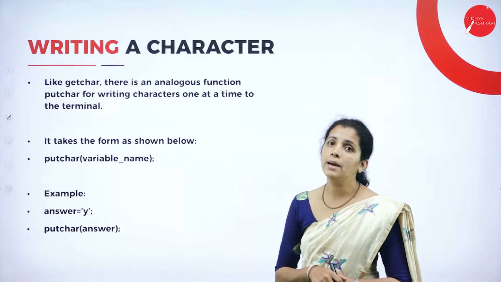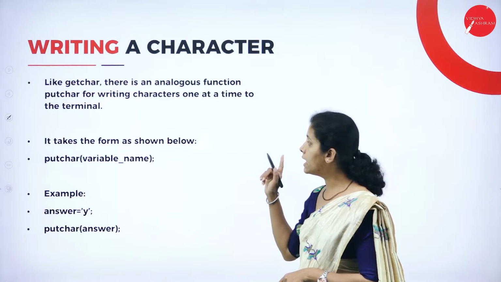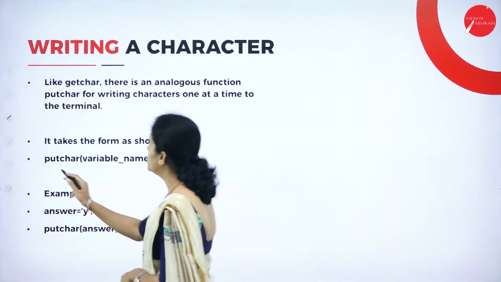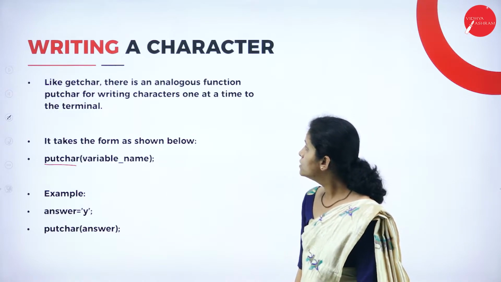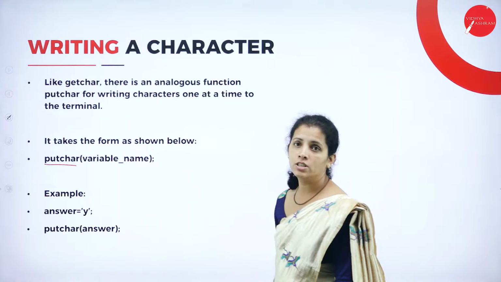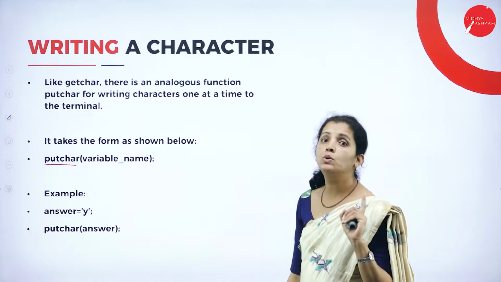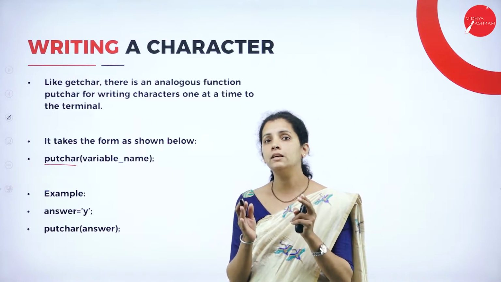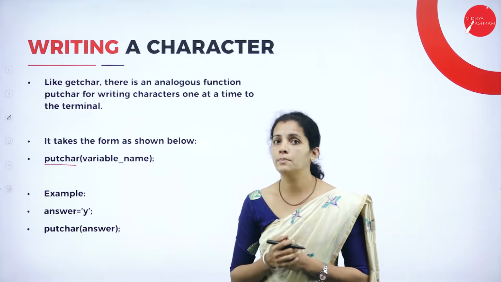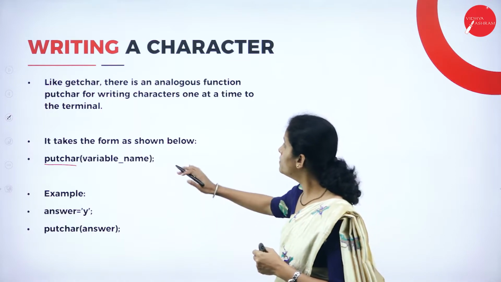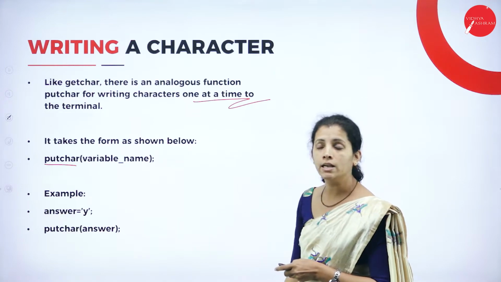Now how can I write the character, one character at a time? For that, I'm going to use the function called putchar, and I'm going to specify the variable name. This is another function used to write one character at a time to the terminal. What is this terminal? That is nothing but the monitor, or I can consider it as a file. So I can write one character at a time to the terminal.